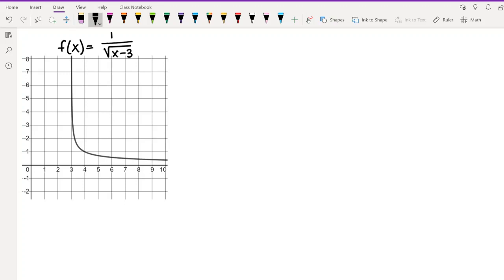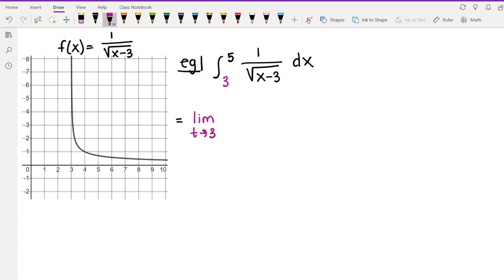So in this case, we want to do the integral from 3 to 5 of this function. Again, our problematic number in this case is also the lower bound. So we're going to turn that into our t and into our limit. So we're going to be taking the limit as t approaches 3. And this time, again, we're approaching actually from the right.